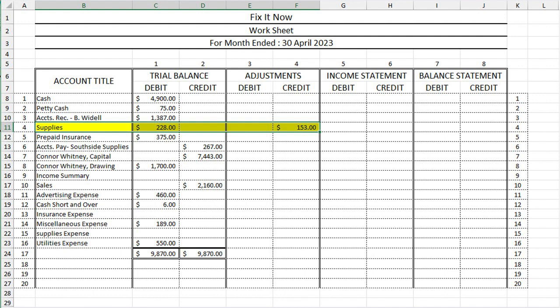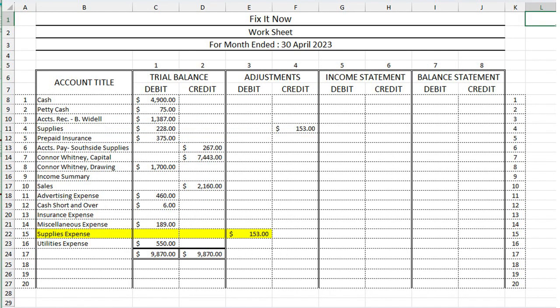Now we look back at our worksheet down to the supplies and enter $153 as the credit on line 3. The second part of the supplies adjustment is to put this under the supplies expense as a debit on line 13. This is because we actually only spent $153 on supplies.